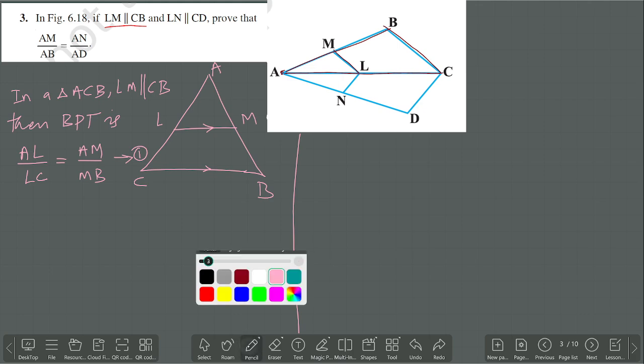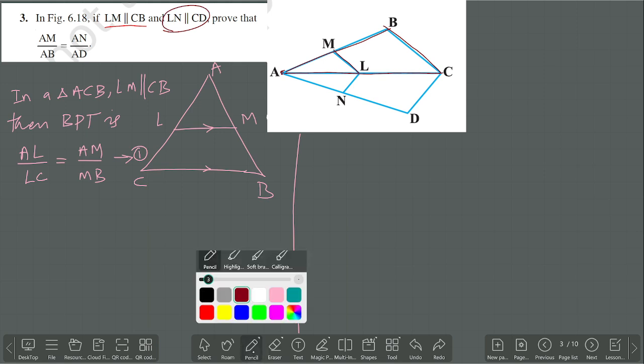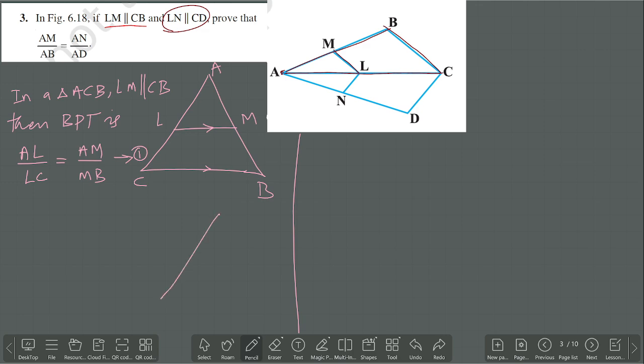Now we are going to the second result. What did they say? LM parallel to CD. Shall we go for drawing the second diagram? What is that? LN. The first name always will come in the middle of the diagram, I told you. And the second name, where will it come? In the base. CD. It's very important.